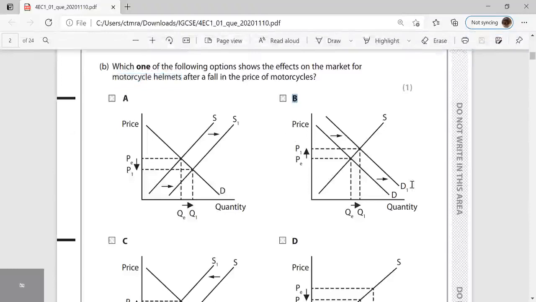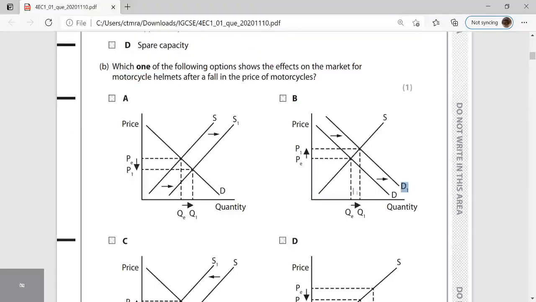See, the demand curve is increasing. It is shifting to the right, from D to D1. So this is the answer.